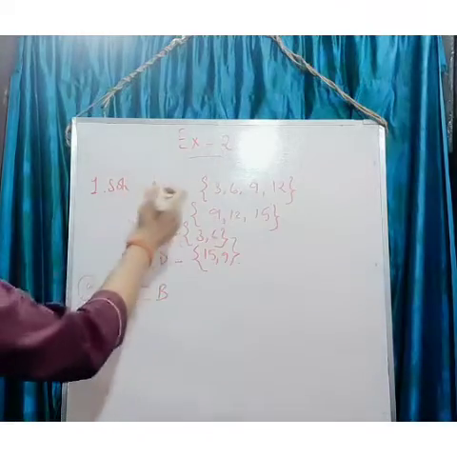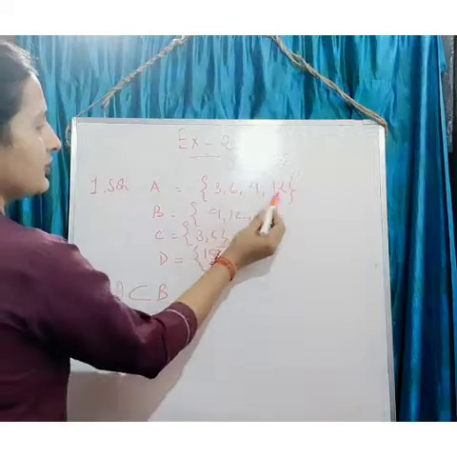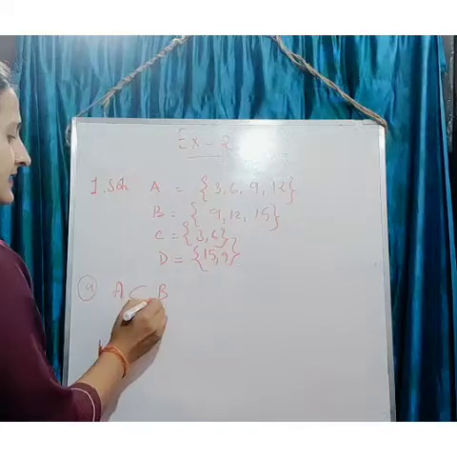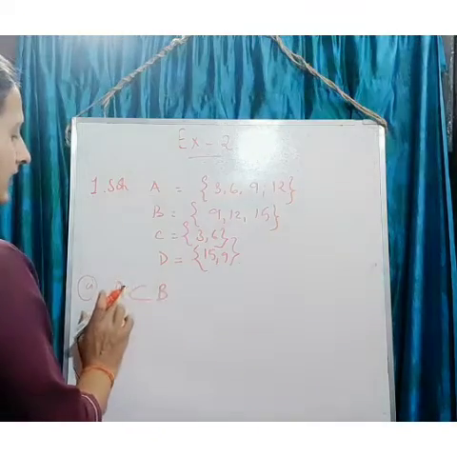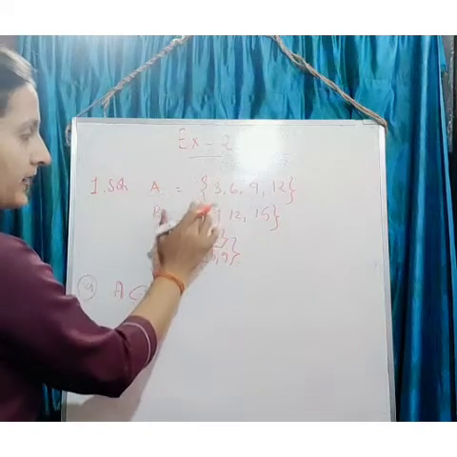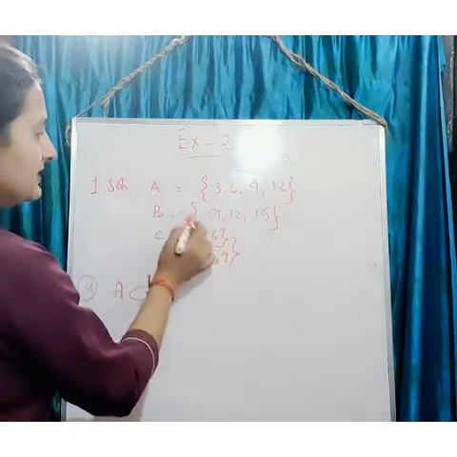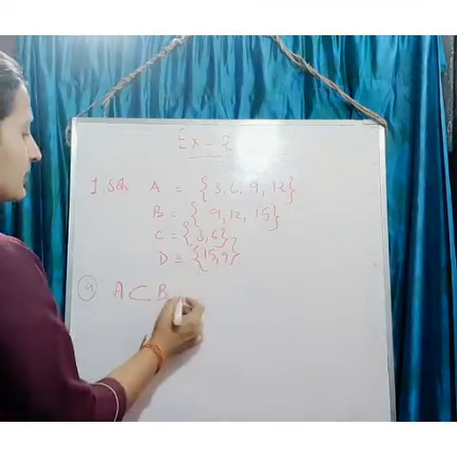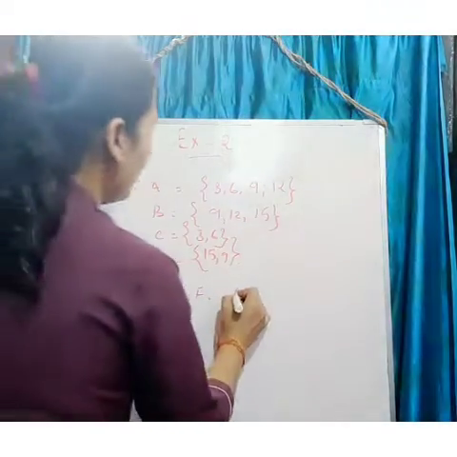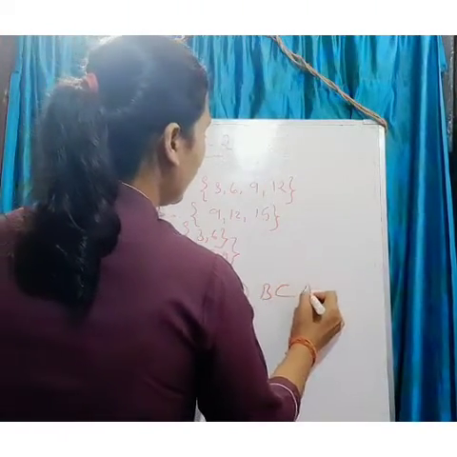Now you see these are two sets, A and B. The elements of A are 3, 6, 9, 12 and B is 9, 12, 15. For A to be a subset of B, A should have the elements which are present in B. If we compare these two sets, A doesn't have all the elements that are present in B. So the first statement is not correct. This is false.